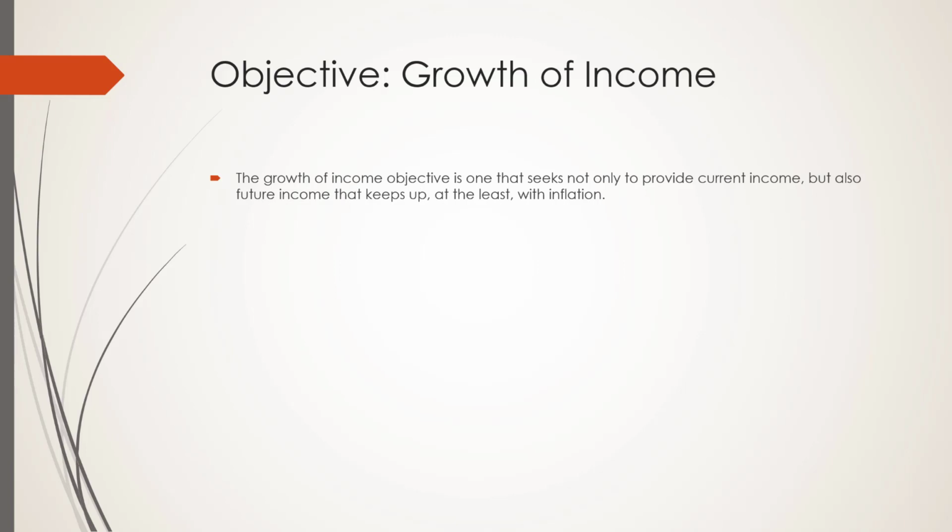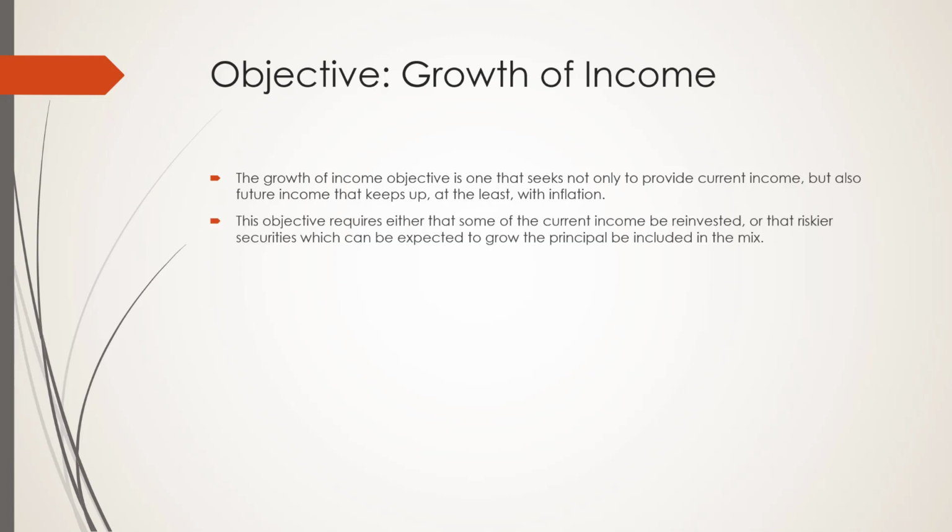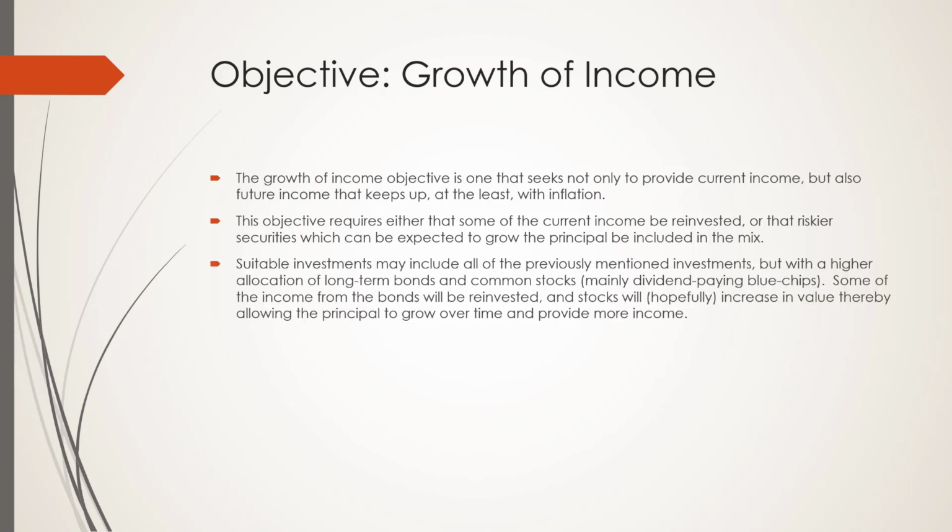Now, growth of income is a little bit different than income, because we not only want the income, but we need the income to grow over time, particularly to keep up with inflation, but maybe even more than that. So in order to generate this growing stream of income, you have to take a little bit more risk. And that means that some of the income that you're generating now probably will have to be reinvested, or you're going to have to take on riskier securities. So all of the previous investments that we've mentioned are appropriate here, but also you're probably going to allocate more money, maybe not a lot, but more money to long-term bonds and common stocks.